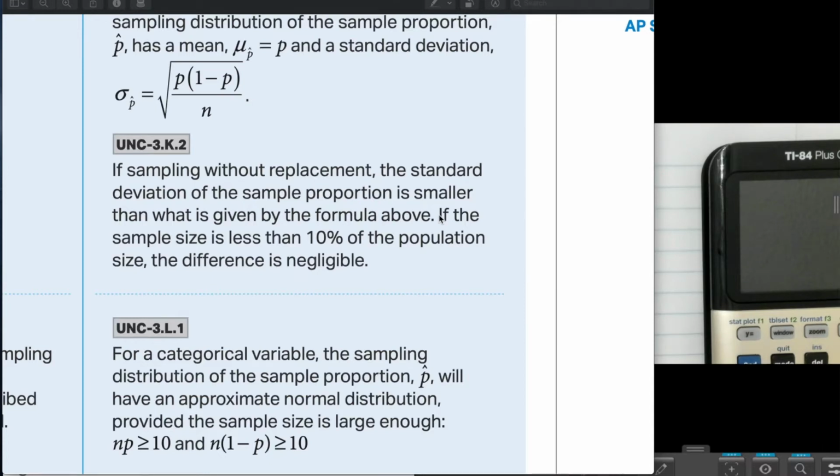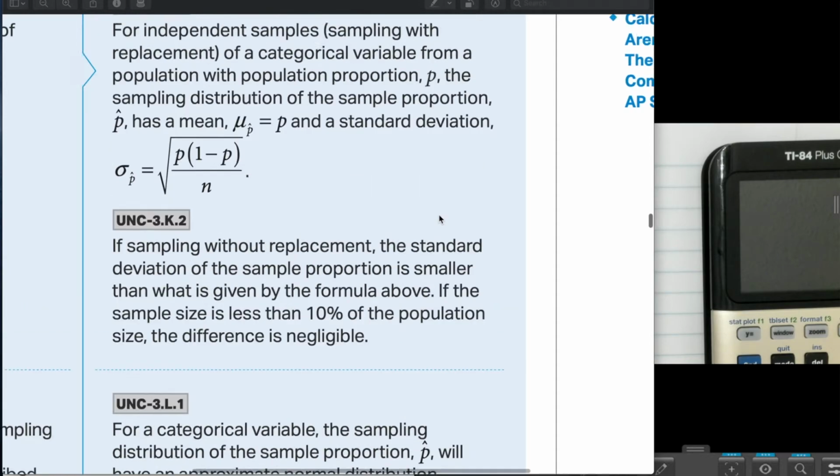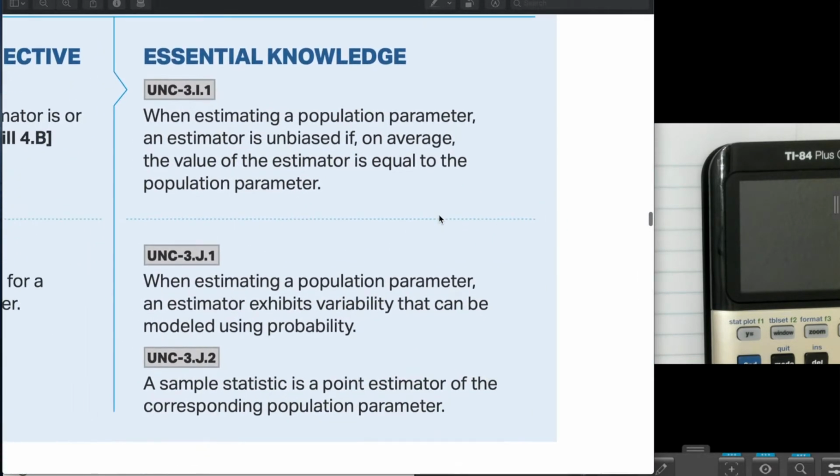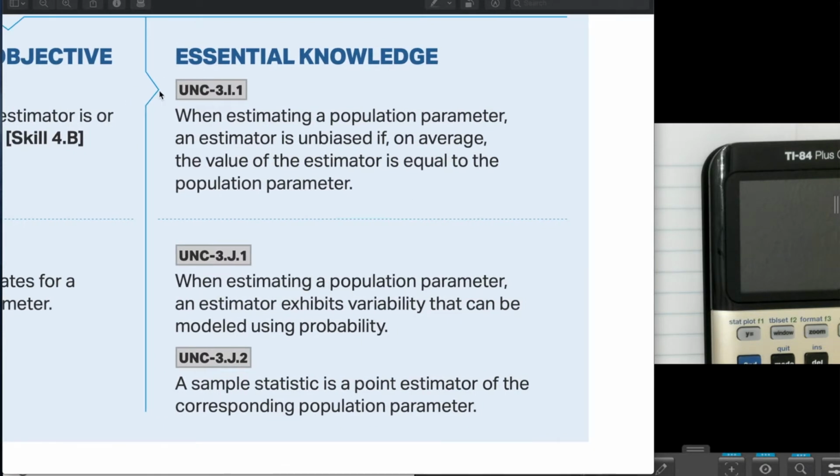So we're going to be talking about sampling distributions for proportions and what they mean. One real quick thing here, I want to recap what we saw yesterday with being unbiased. It says when estimating a population parameter, an estimator is unbiased if, on average, the value of the estimator is equal to the population parameter.